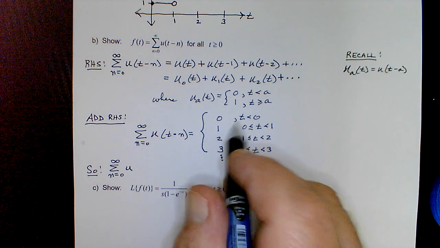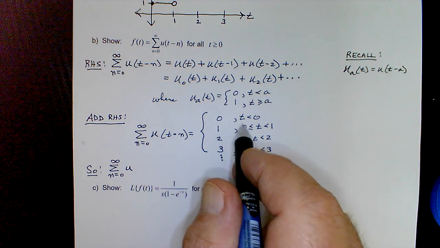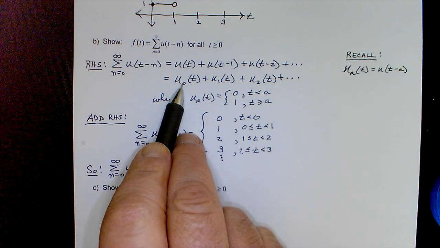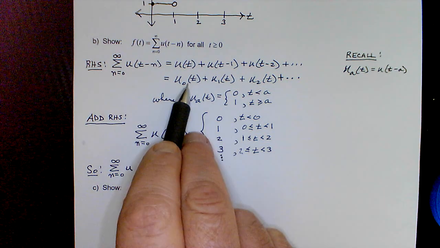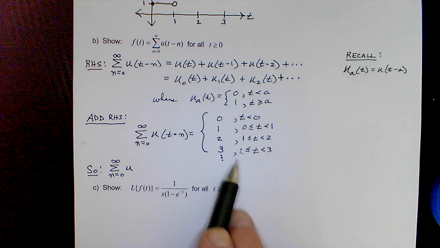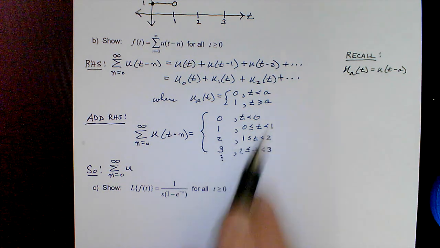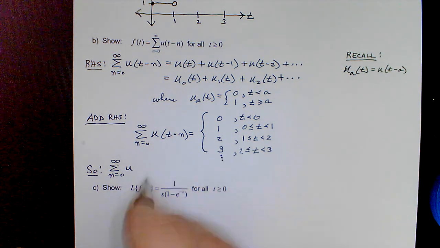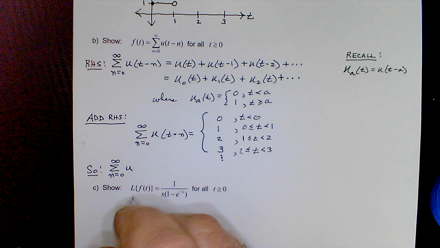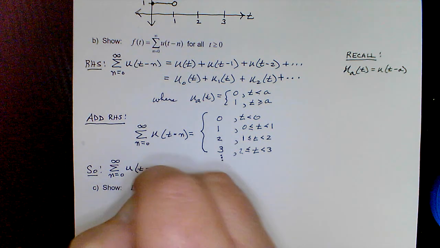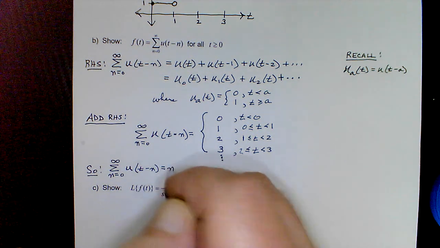Okay, so recapping, when t was 0, it's going to be 0. When t is 1, it's going to be 0 plus 1. When t is 2, 0 plus 1 plus 1 is 2. And when t is 3, add another 1, you get 3. And those would be the ranges. So we've basically shown that the right-hand side, the sum of u of t minus n, is equal to n.